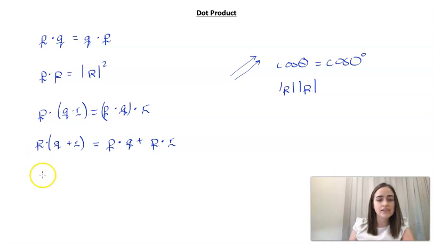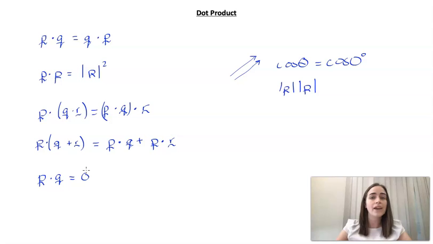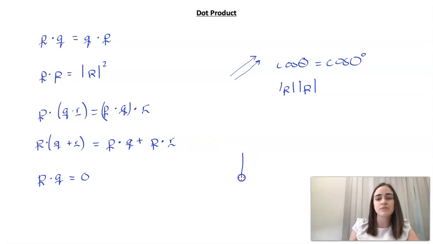Okay, last few things are if p dot q, if we take the dot product and we end up getting 0, the only possible way that that can work is if those two vectors are perpendicular. So it works both ways. If they're perpendicular, the dot product will be 0. And if the dot product is 0, they have to be perpendicular. The reason that works is because if we have perpendicular vectors, the angle between them is 90, and we know that cos of 90 is equal to 0.